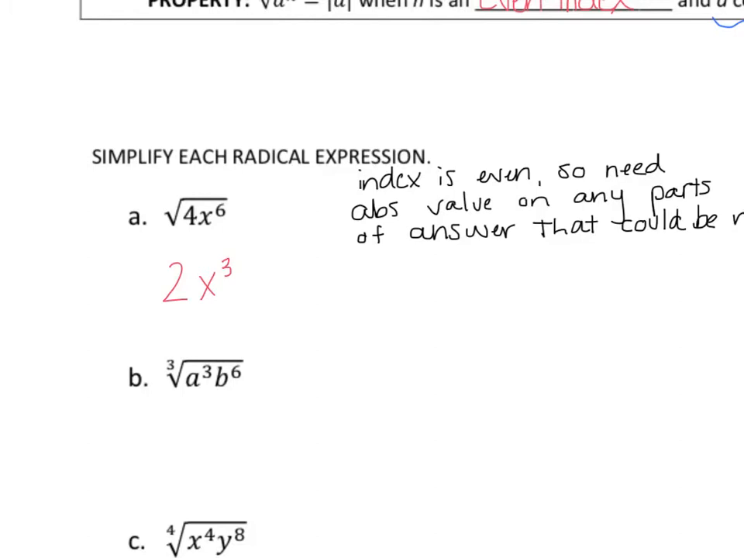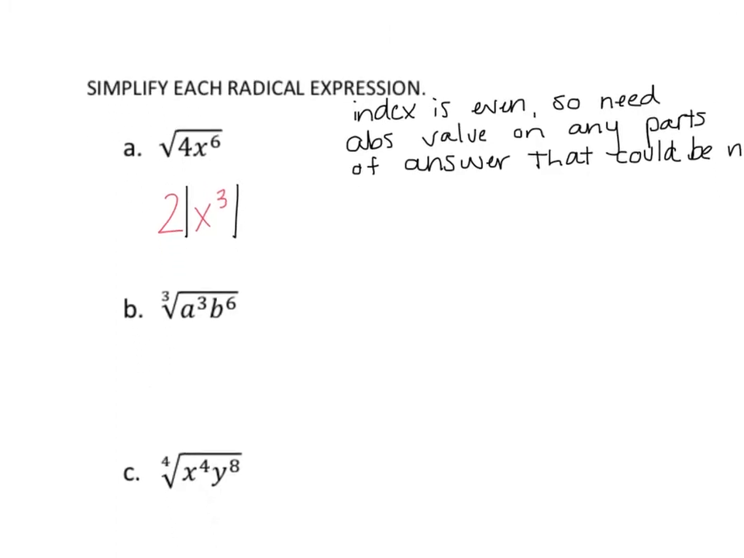Now, could any part of that possibly be negative? Is the 2 going to be negative? No, it's positive. Okay, so the 2 doesn't need absolute value, but x cubed. If we plugged in a negative number for x, would x cubed come out to be negative? Yes, it would, so that part needs absolute value. There's your answer. Any questions on that? Okay, do the next one. Well, it might take till we get to the third one.